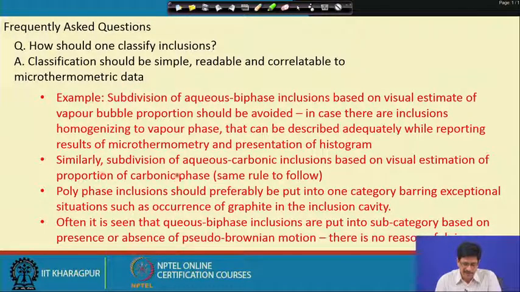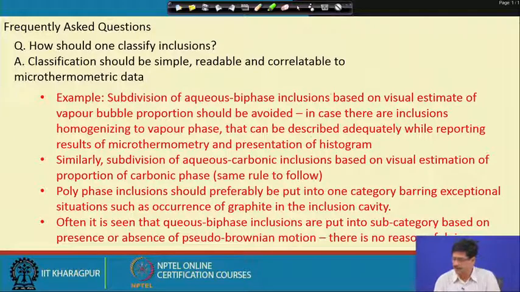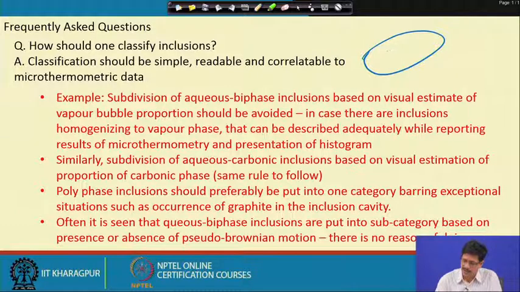Similarly, the subdivision of aqueous carbonic inclusions based on visual estimation of the proportion of carbonic phase is also sometimes done, where the carbonic liquid is present as two liquids. Say, for example, there is one aqueous carbonic inclusion where this is the L aqueous, this is the L carbonic, and this is the V carbonic.